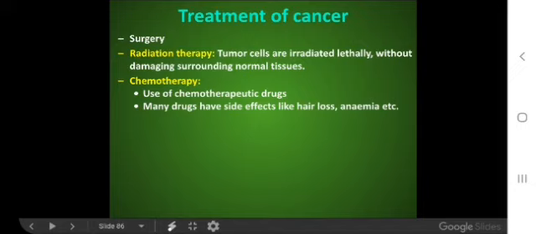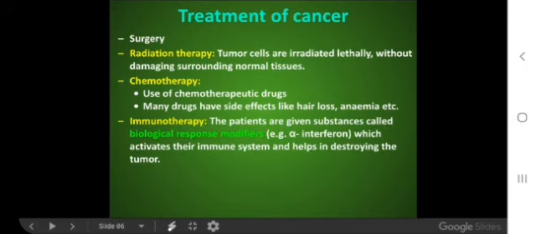Chemotherapy is very useful in cancer treatment, in which certain chemicals and drugs are used to kill the cancerous cells, but it causes certain side effects in the human body, such as the person may lose his or her hair, or sometimes anemia can be caused because of the damaging impact of the chemicals.